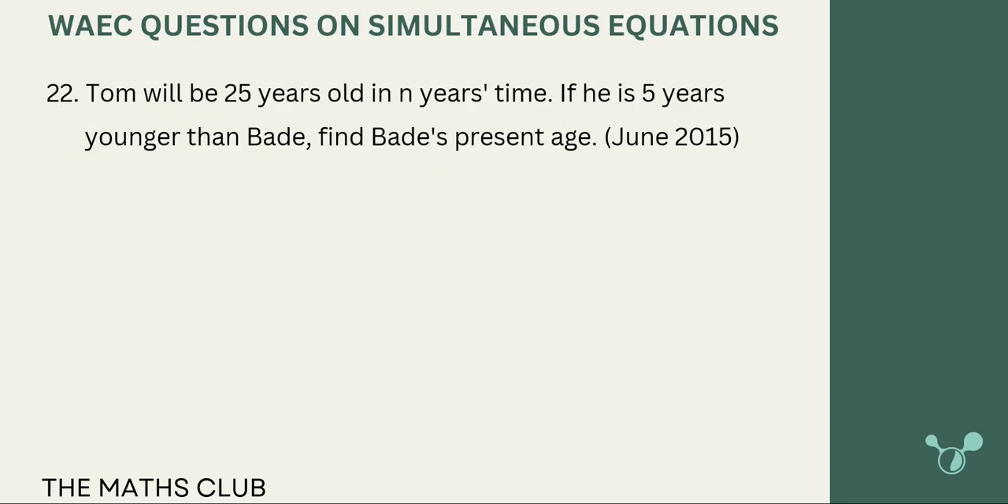This one says that Tom will be 25 years old in n years' time. If he's 5 years younger than Buddy, find Buddy's present age. I want you to pause the video and try this out yourself. Welcome back. Let's solve it together.